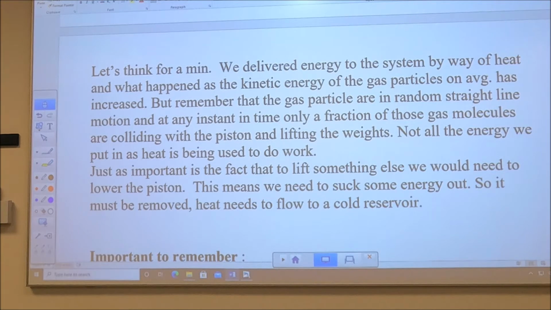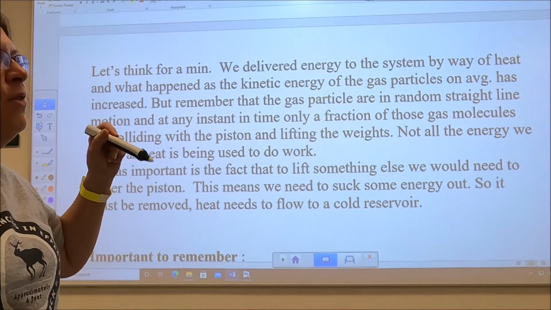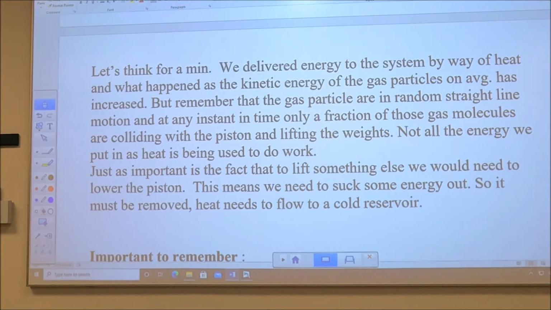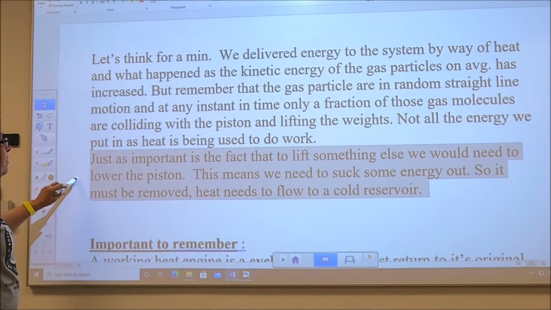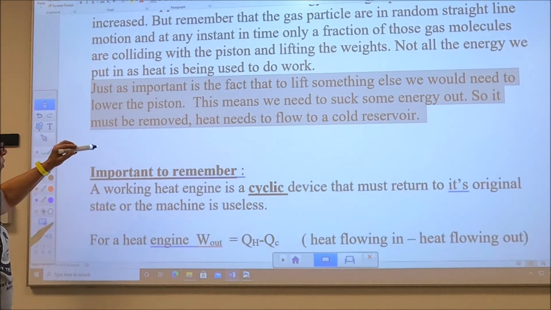Statistics of large particles tells us that it's very unlikely for all of those particles to be moving toward the piston at the same moment. So it's an important fact that to lift something, we also need to be able to lower the piston again. We need a way to suck the energy out, and we're going to have to suck it out as heat to a cold reservoir.